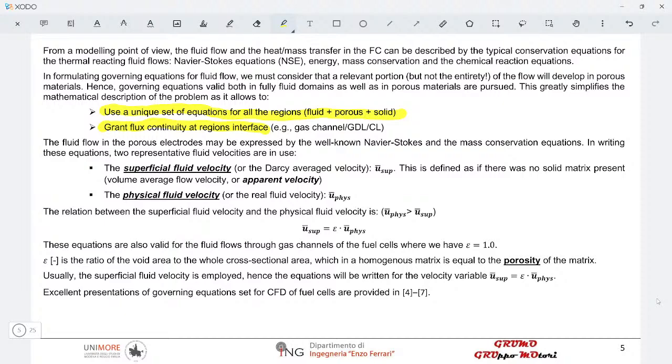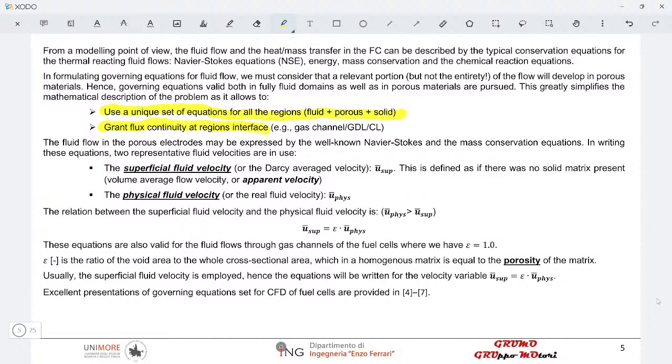So it's also, let me say, much more elegant from a mathematical point of view. Okay. Now, before talking about the equation, we have to talk about the velocity, because the velocity vector, the fluid velocity, clearly will appear in many of these equations, I will say in all of these equations. And given the presence of porous materials, we have to introduce two different ways to talk about the fluid velocity.